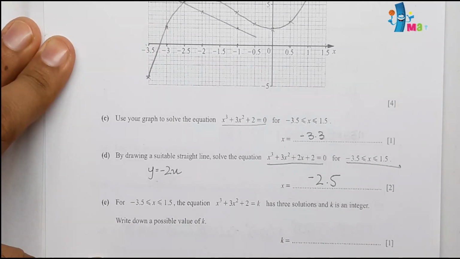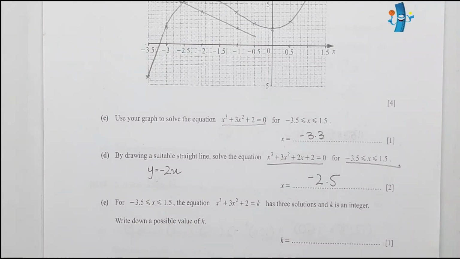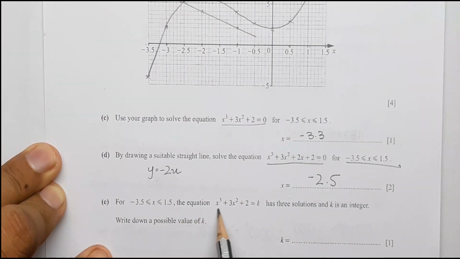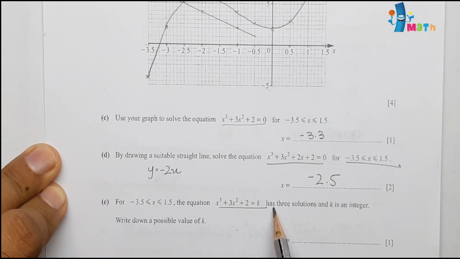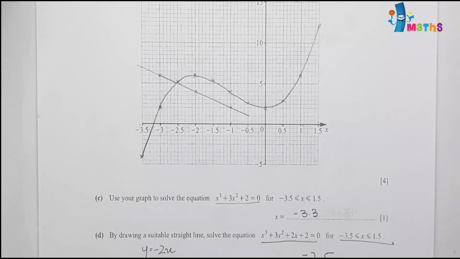Then the last part, for x values from minus 3.5 to 1.5, we have to find when the equation x cube plus 3x square plus 2 is equal to k has 3 solutions, and k is an integer. So this curve should have 3 solutions.